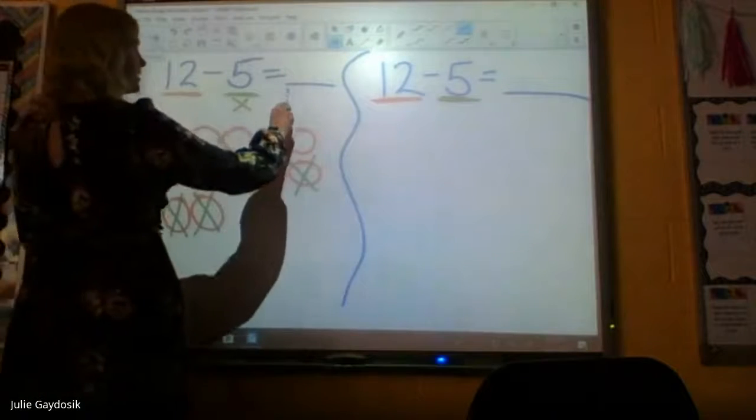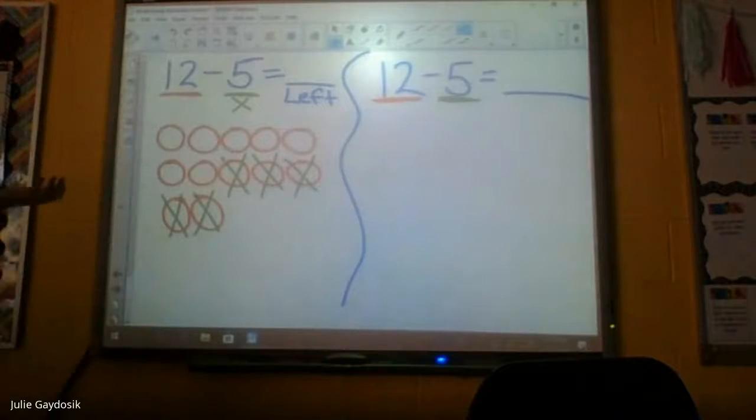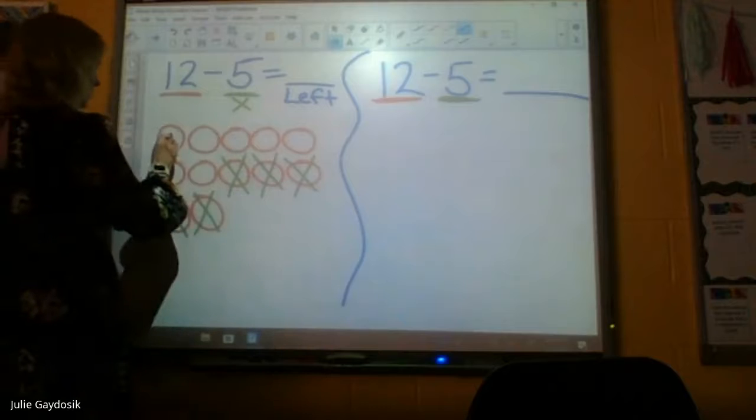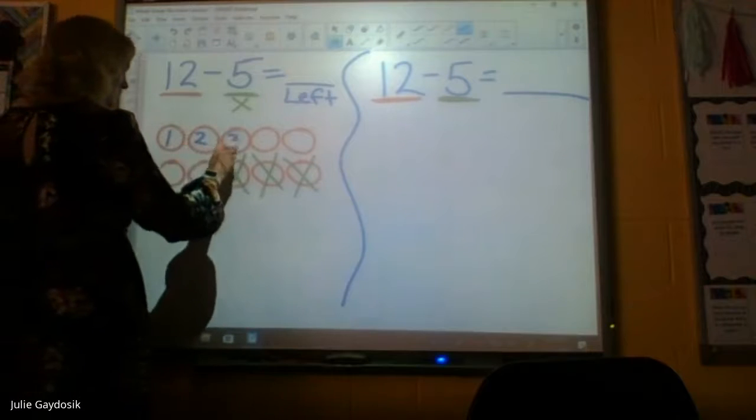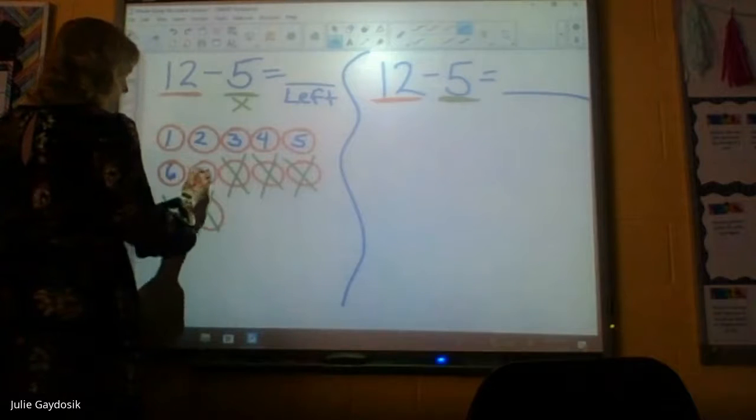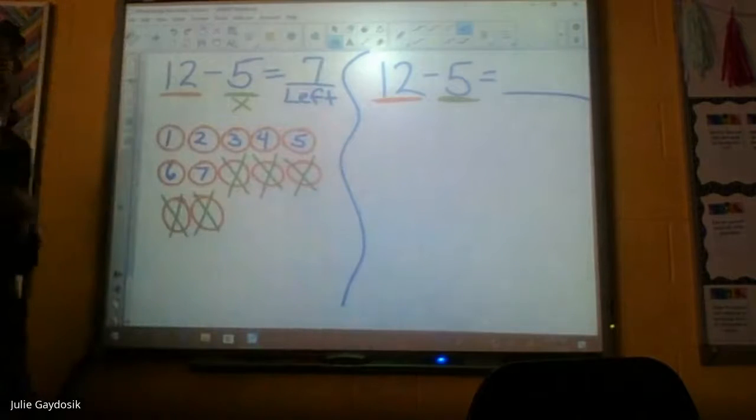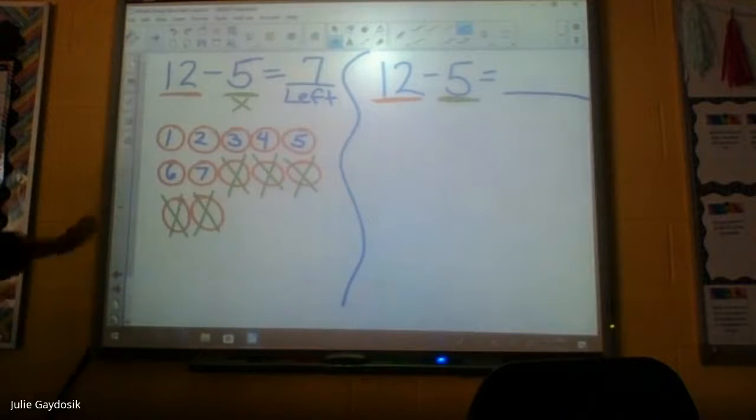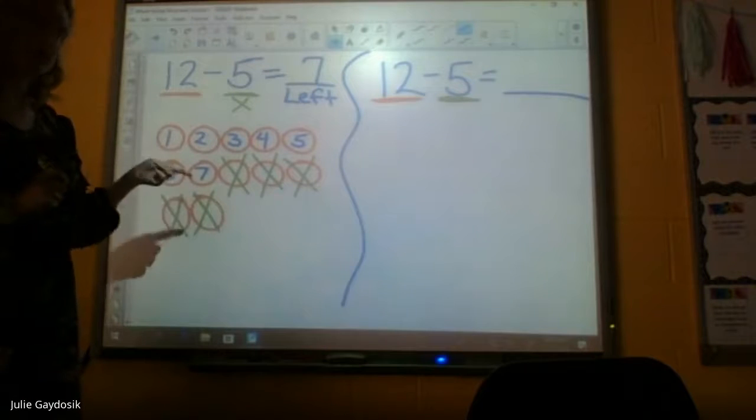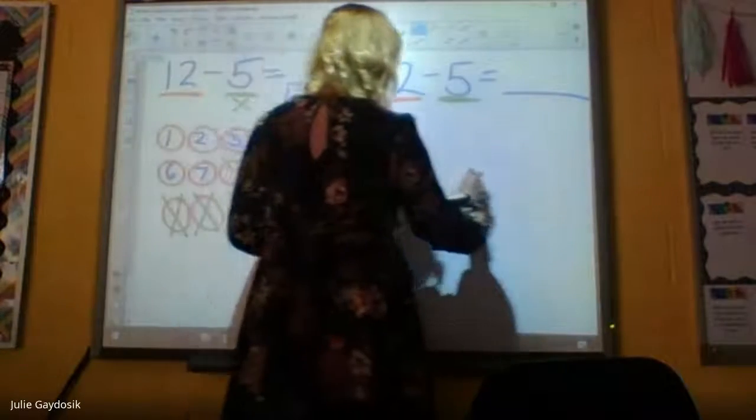Now, I want to know how many is left, right? So how many is left? What is left that wasn't X'd out? Let's count. 1, 2, 3, 4, 5, 6, 7. So there are 7 circles left, okay? So that's your picture. Remember, in subtraction, you're only drawing the first number when you're drawing a picture. All right, let's go ahead and draw that open number line.